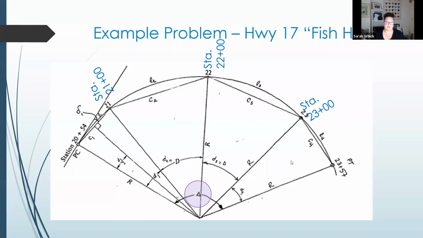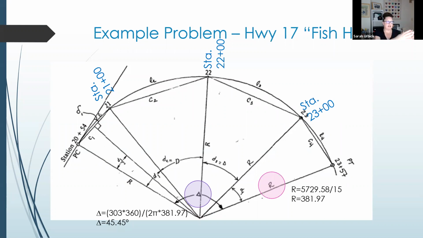So to find the internal angle, we know what our radius is. 381 and 97/100ths. So we found that radius. To find that angle, we can still use that formula. We just can't assume that we're at a length of 100 feet. We have to use the full length of that whole arc, right?